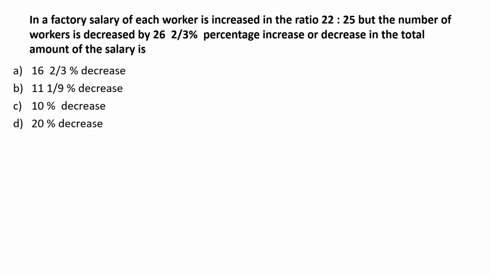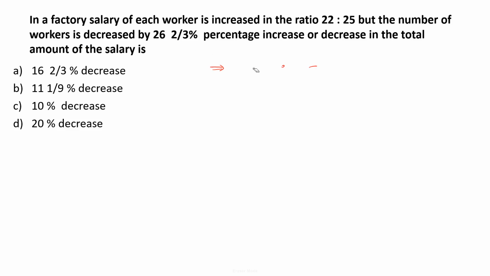Next one. In a factory, the salary of each worker is increased in the ratio 22:25, but the number of workers is decreased by 26.2 percent. The increase or decrease in the total amount of the salary is? This is a very good question. In a factory, the salary of each worker was increased in the ratio 22:25, but the number of workers was decreased by 26.2%.